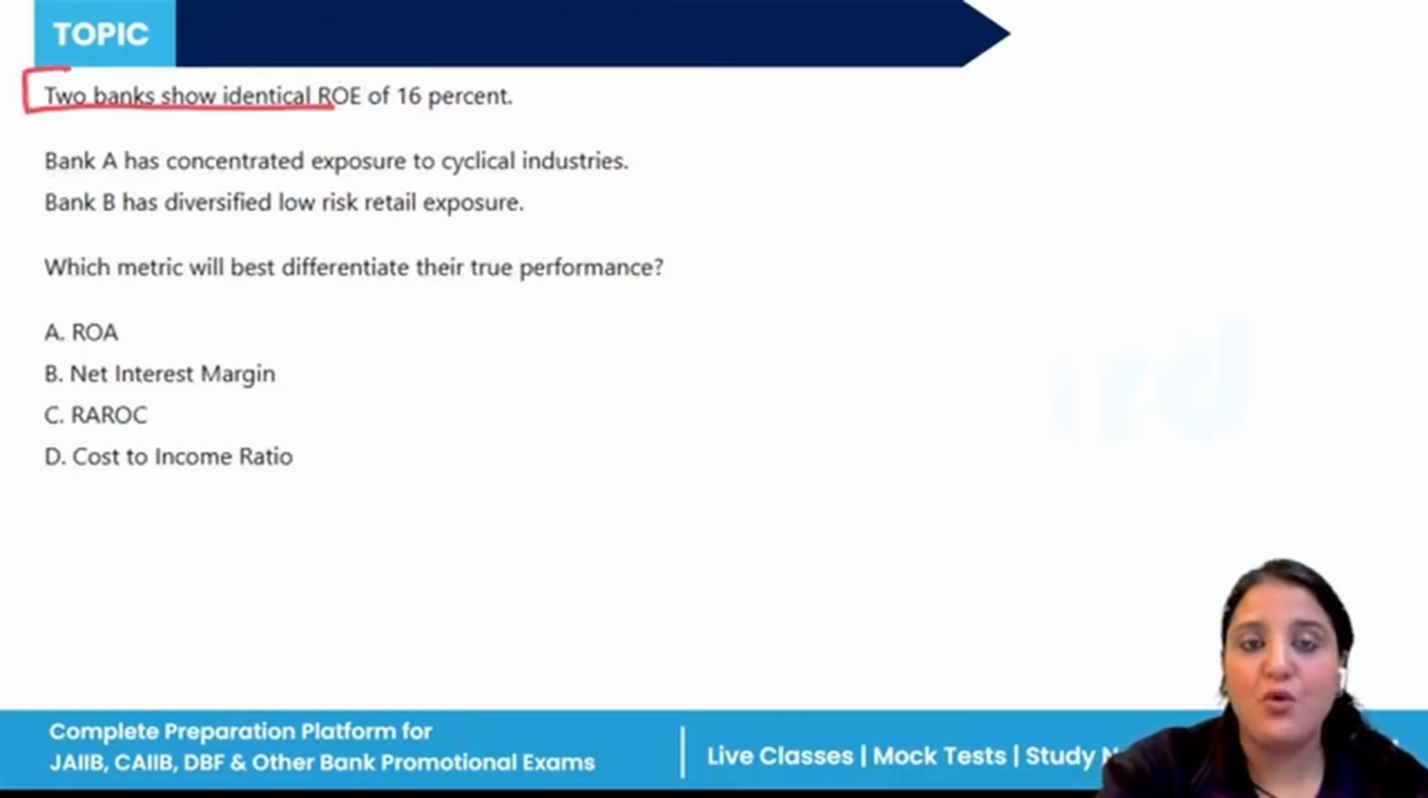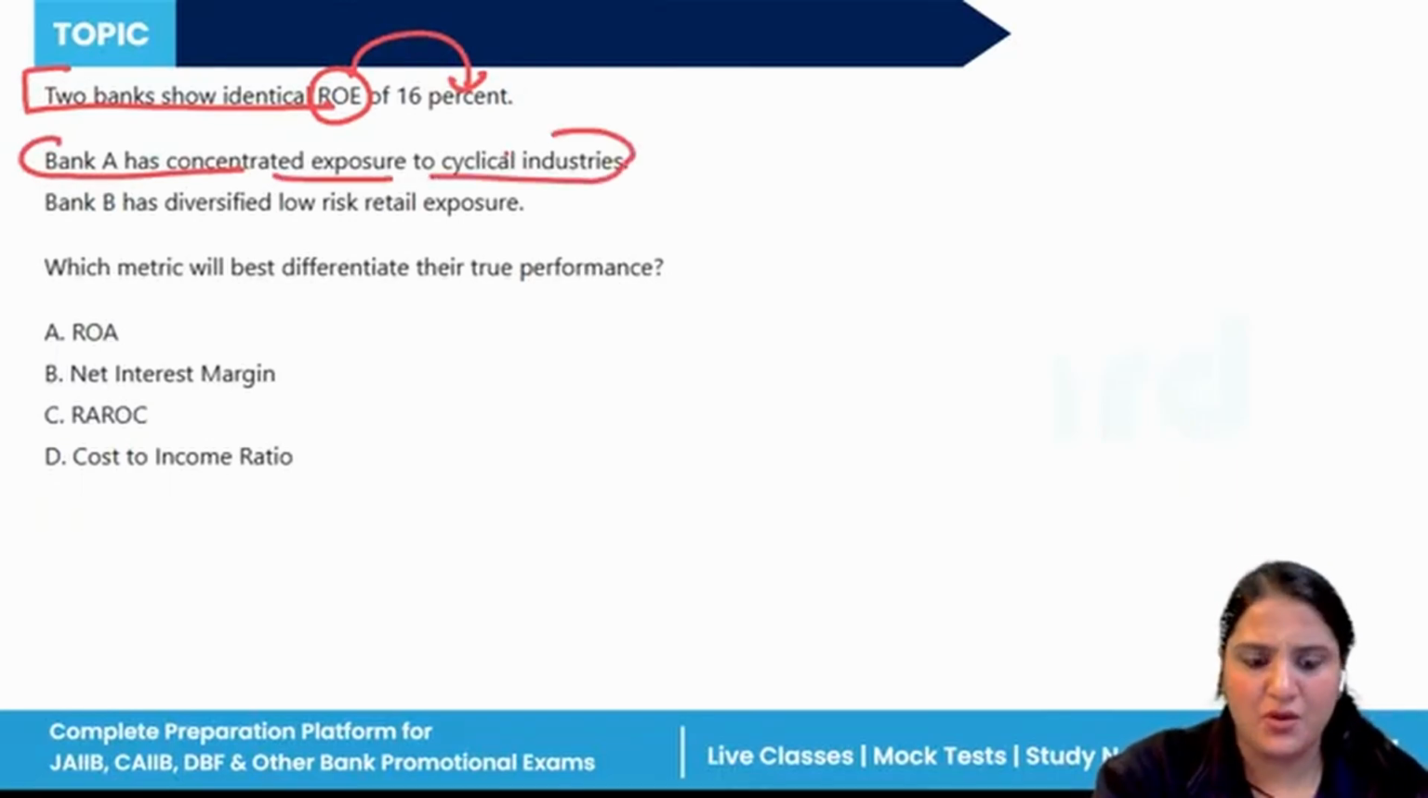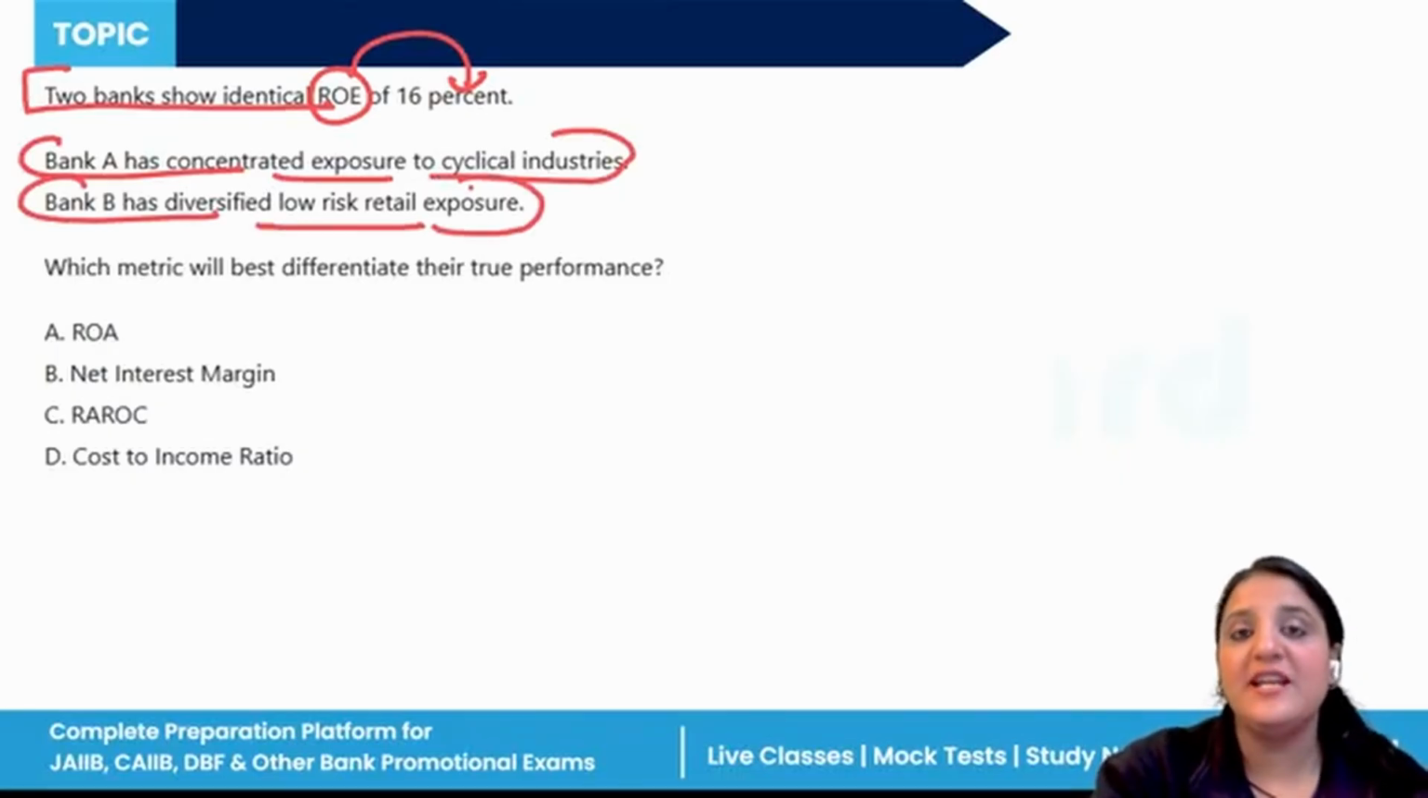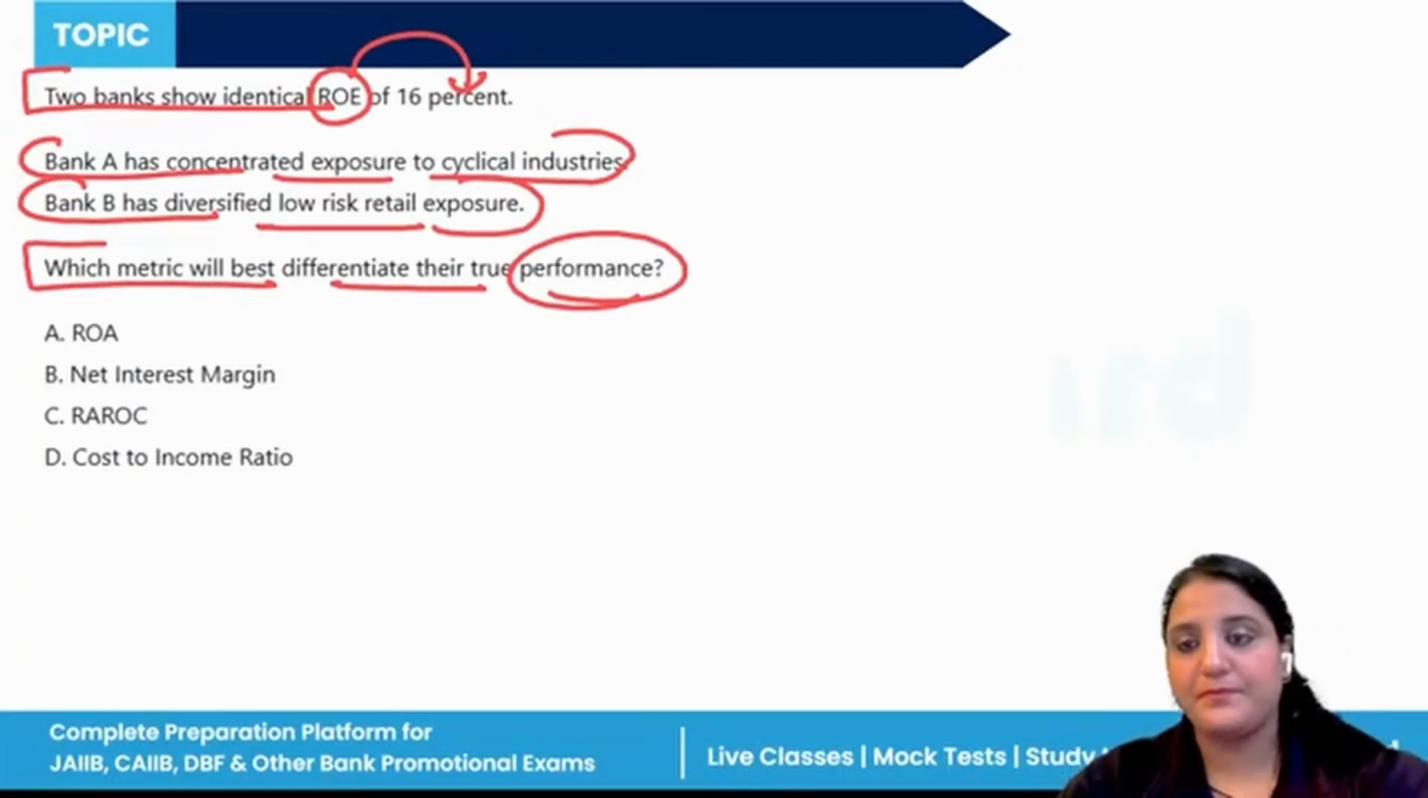So if two banks show identical ROE of 16%, Bank A has concentrated exposure to cyclical industries only, and Bank B has diversified low retail risk exposure. Which metric will differentiate their true performance?